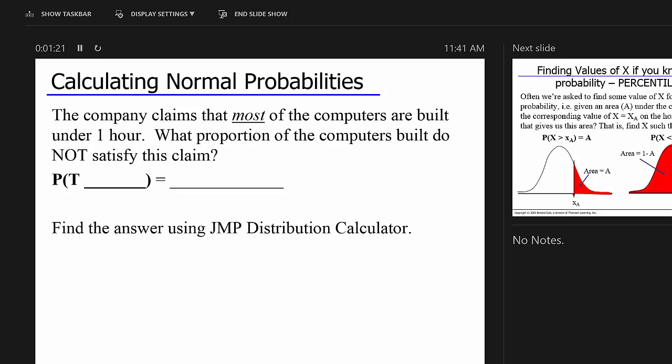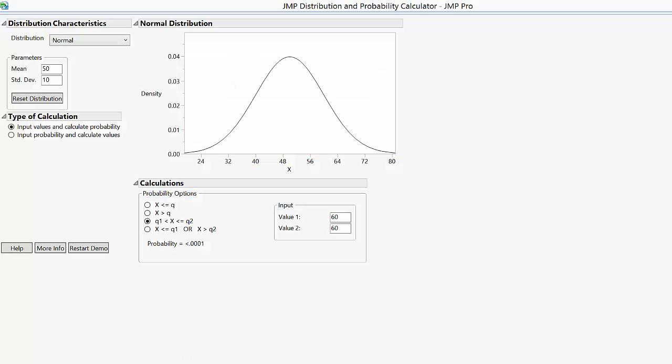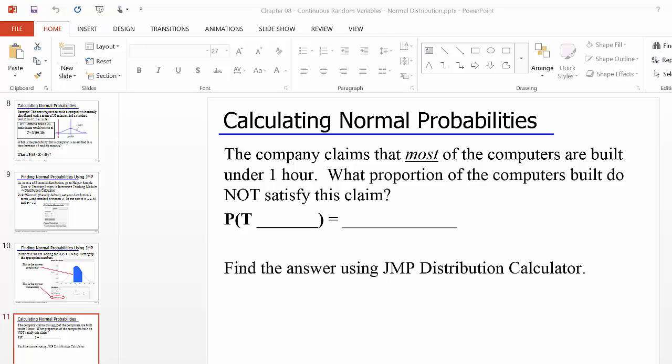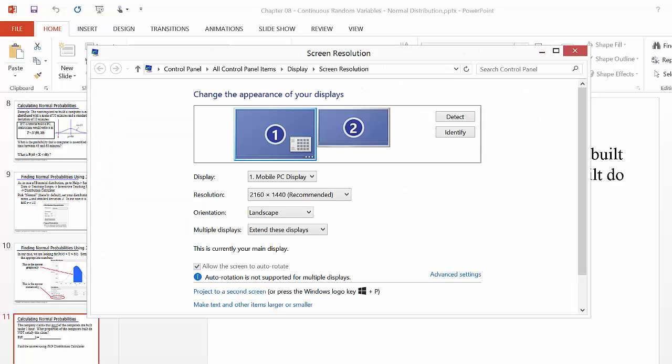So let's see if I can make JMP show up. It doesn't show up on this screen, right? So hold on, I'm going to make the switch again. Screen resolution.